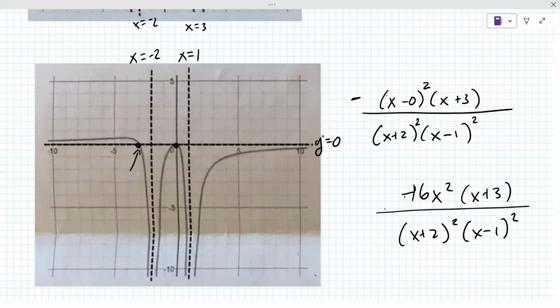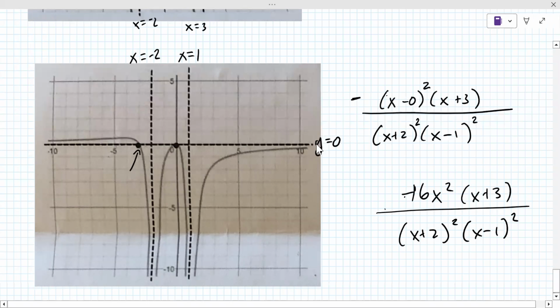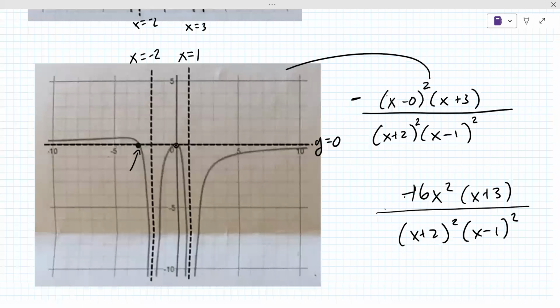I think the 16 is like an arbitrary value. But you might ask how you were supposed to know to square these, because generally that's not emphasized when you're doing these types of problems. But the fact that it touches right there, that's where the square comes from, because it touches.